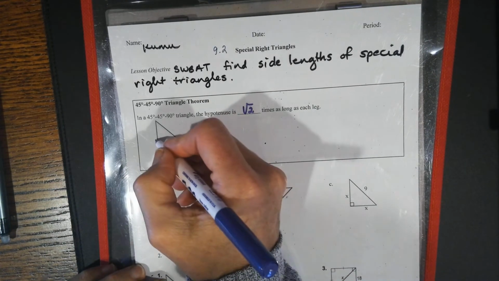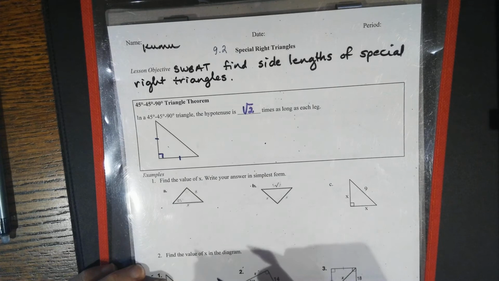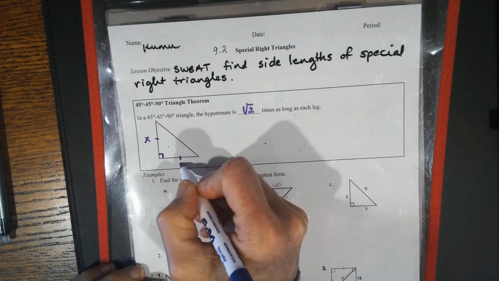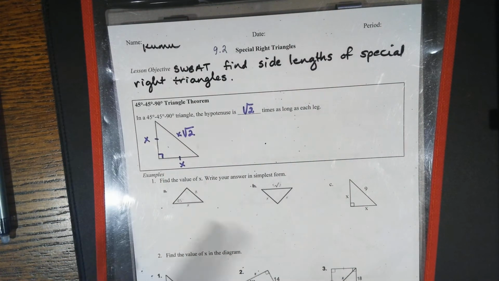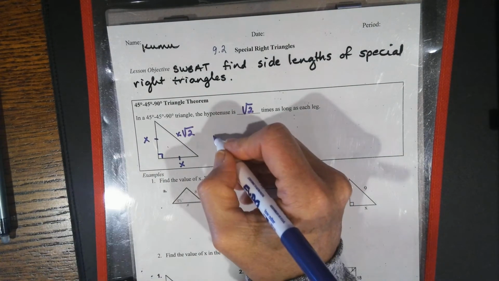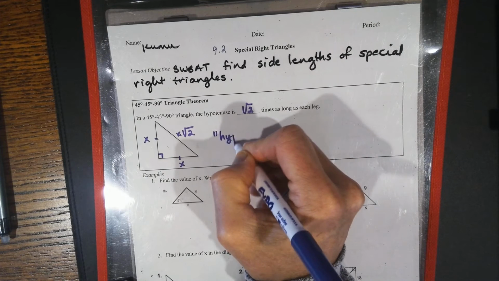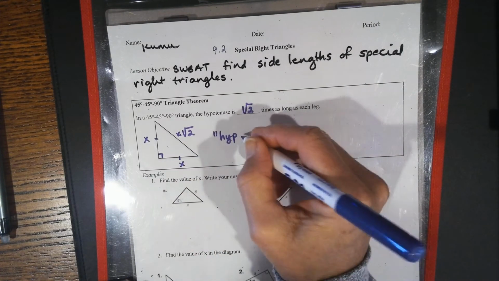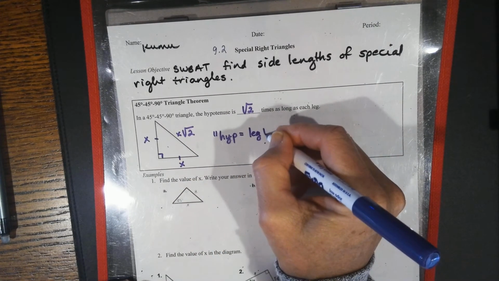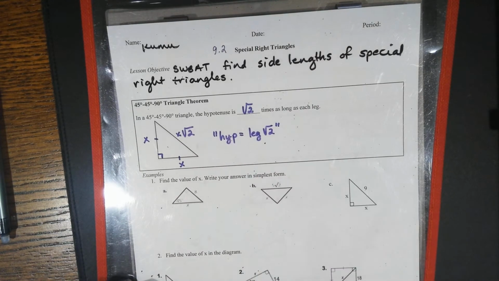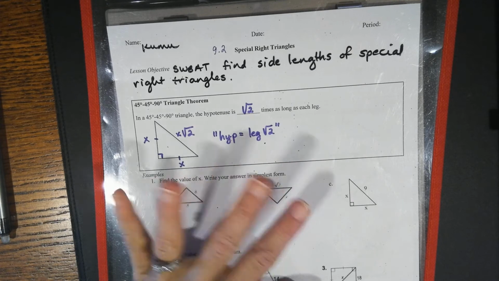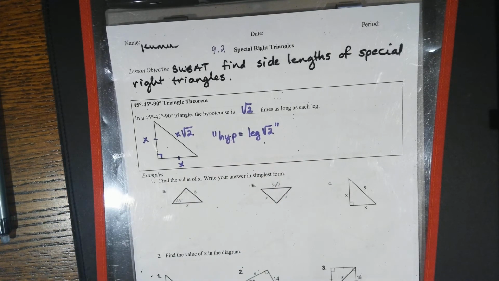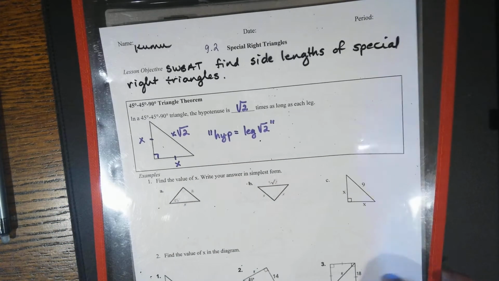So I'm going to have you mark this up. If this side is x and this side is x, then this is x times the root of 2. If you want to think of it this way, the hypotenuse is equal to the leg times the root of 2. That's just one way. It might help you to think of that because of the work we already did before. So here's how you do the problems.